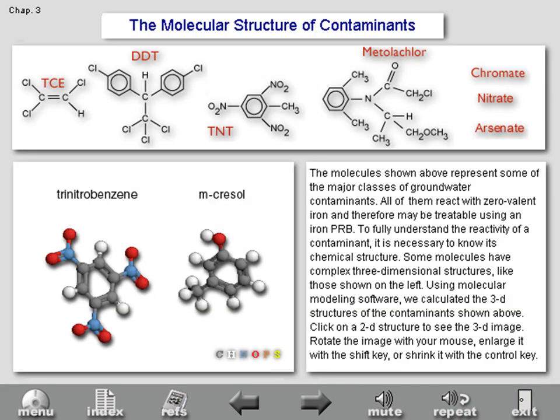These molecules represent chemicals from the major classes of groundwater contaminants that are treatable with the iron wall technology. Clicking on any of the 2D molecular structures will bring up a 3D structure of the contaminant. Click on the 3D image and move the mouse to rotate the image so you can view the molecule from all sides. The 3D image will enlarge when you press the Shift key and shrink when you press the Control key.